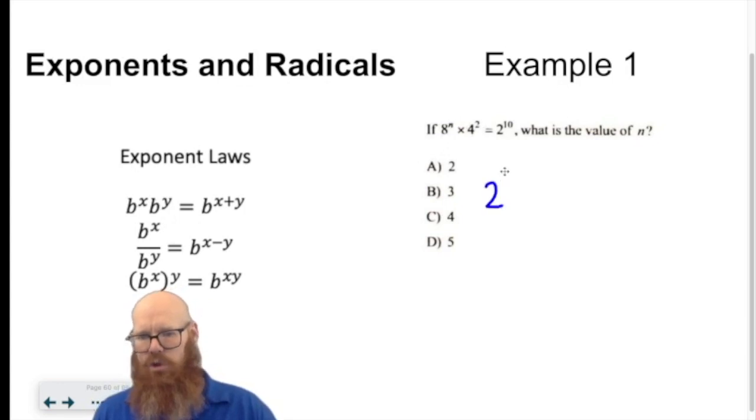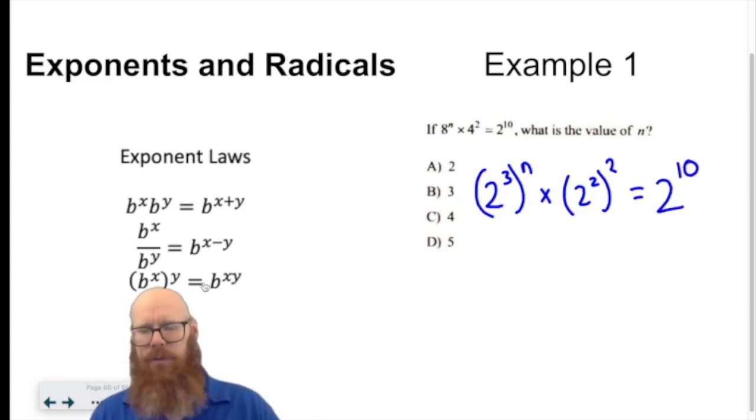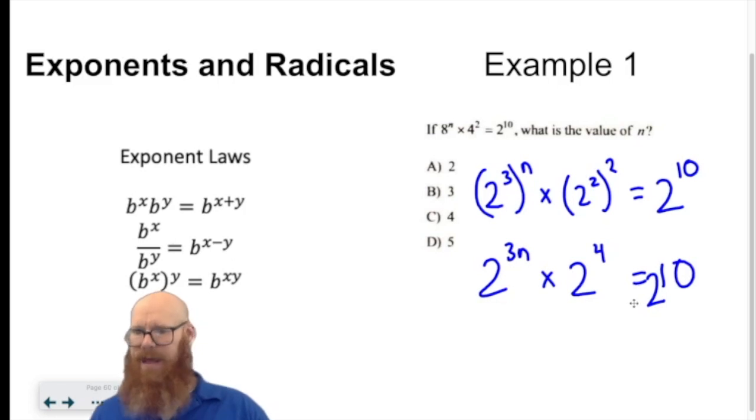8 is 2 to the third power, and that's being raised to the n. Times 4 is 2 to the second power, and that's being raised to the second power. And that all equals 2 to the 10th. So now I'm using the third property, the power to a power. So that's 2 to the 3 times n, times 2 to the 2 times 2, which is 4. Whoops, 2 to the 10th, not 10.